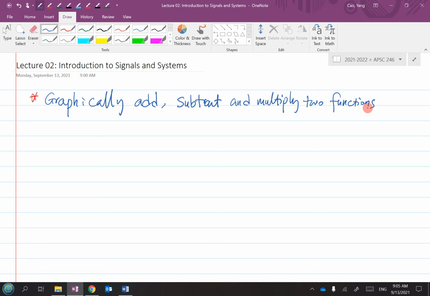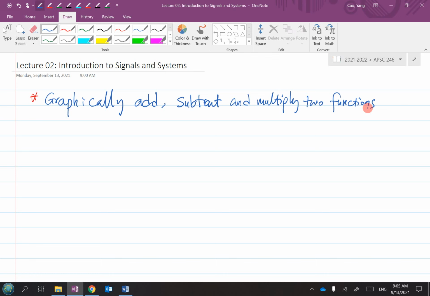Because after today, maybe on Tuesday or next week, we're going to start the convolution concept. We will use a graphical approach to solve the convolution. So in that case, you need to be comfortable with how to graphically manipulate the multiplication or subtraction or addition of two graphs.